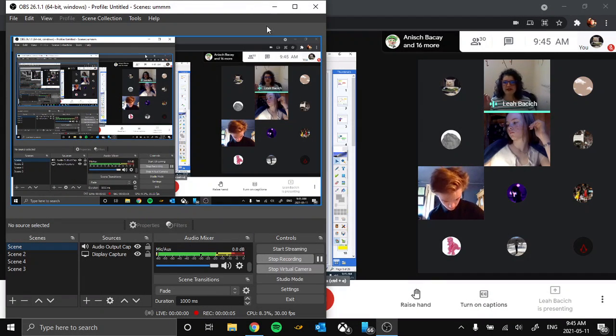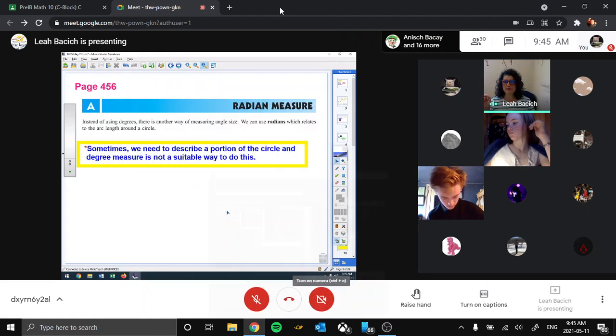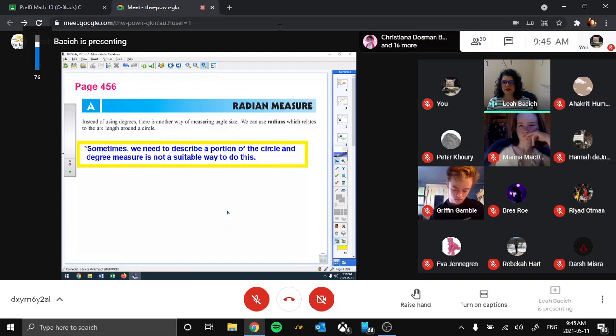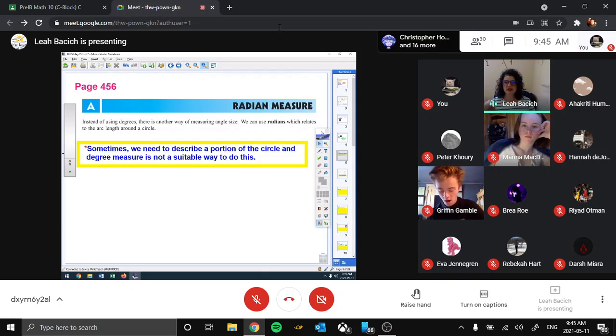So instead of using degrees, there is another way for us to measure an angle. Okay, radian measure is the measure of the arc length that is made up by two line segments that comprise an angle. So sometimes we need to describe a circle not in degrees, but we need to describe a portion of the circle, and we need a way to do that. So that's what radians enable us to do.